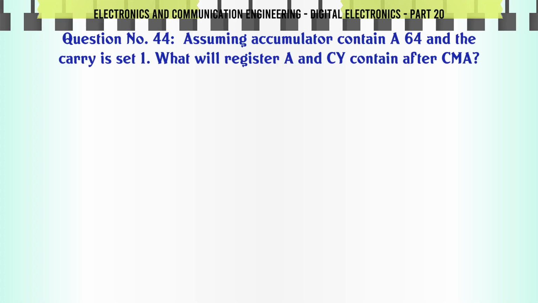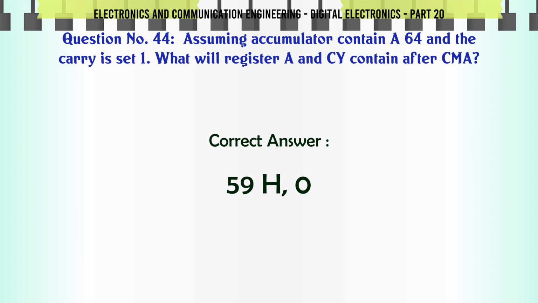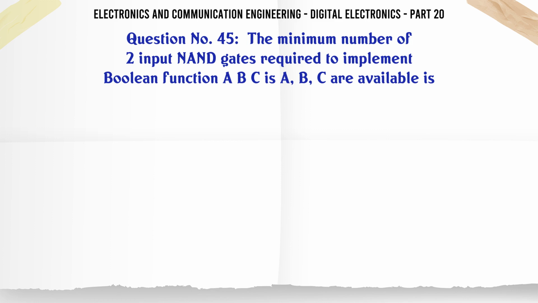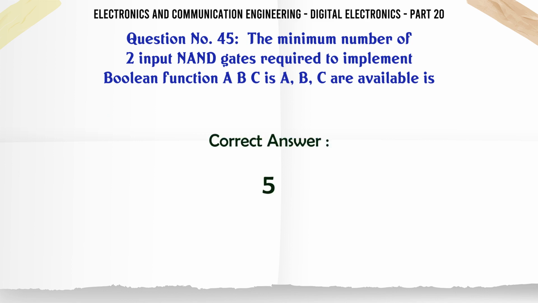Assuming accumulator contains A64 and the carry is set to 1, what will register A and CY contain after CMA? A A6 and 1, B 6 and 0, C 59H and 0, D 9H and 0. The correct answer is 59H, 0. The minimum number of 2-input NAND gates required to implement the Boolean function is A 2, B 3, C 5, D 6. The correct answer is 5.